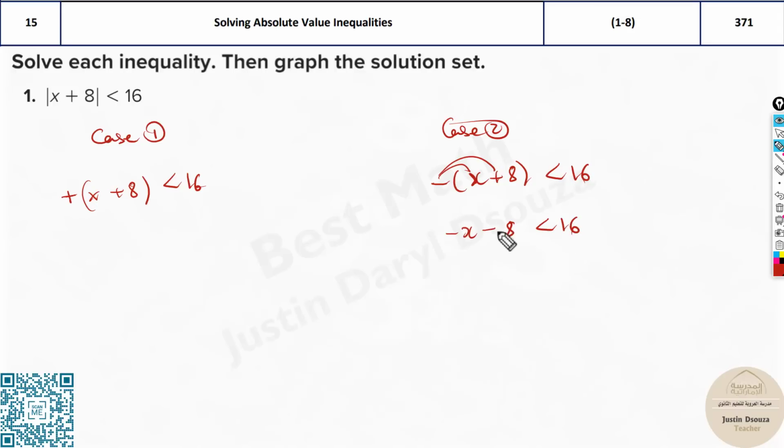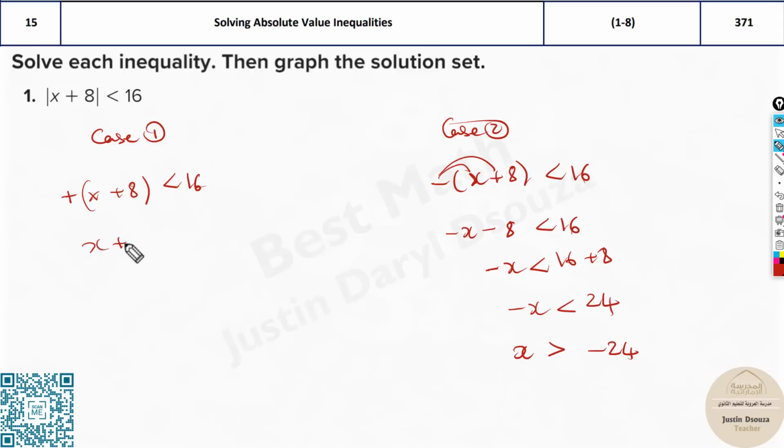Now how do we solve this? 16 to the other side will be minus x less than 16 plus 8, so minus x is less than 24. But we cannot keep it minus. We have to change the sign, isn't it? We can make this plus. This has minus 24, but then we need to flip the inequality. That will be the answer here.